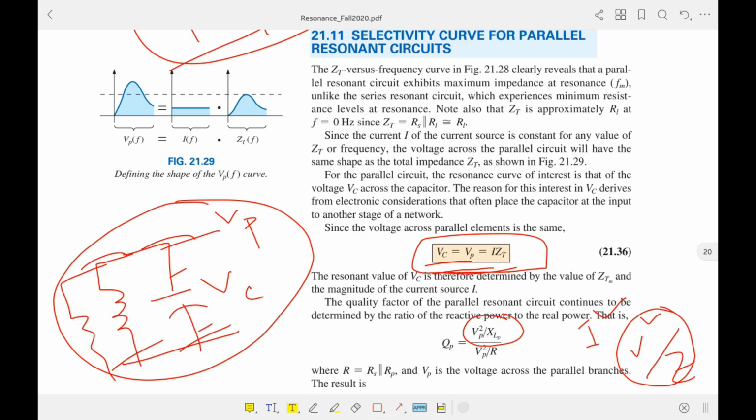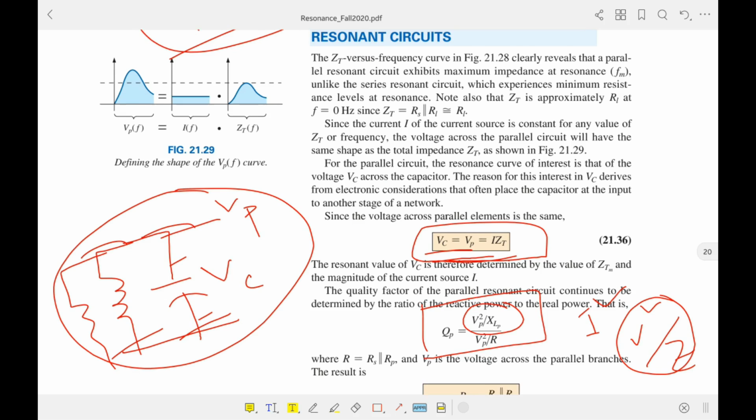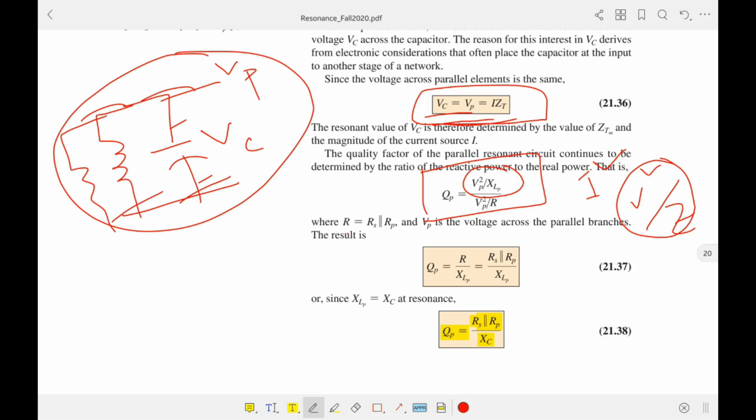And since we are performing calculation for parallel circuits, that's why we have written this equation in terms of voltage. So the reactive is Vp square over XLP, and similarly the resistive one is Vp square over R. Now obviously this R is complex, that means R is a parallel combination of RS and RP, and Vp is the voltage across the parallel branches that I already mentioned, this voltage.